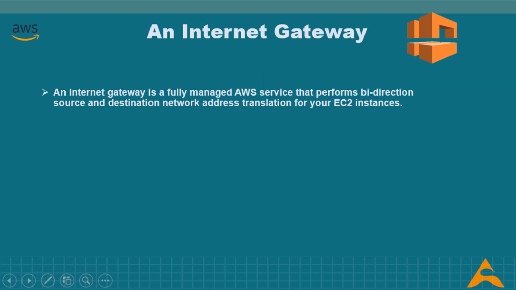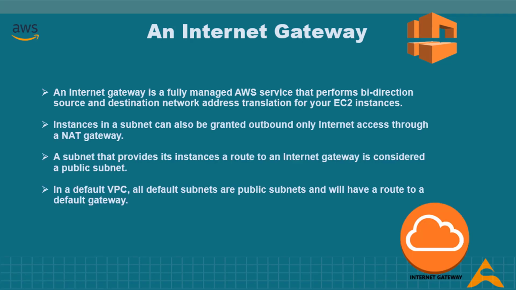Moving further to gateways, frequently your EC2 instances will require connectivity outside of AWS, to the internet or to a user's corporate network, via the use of gateways. For communication with the internet, a VPC must be attached to an internet gateway. An internet gateway is a fully managed AWS service that performs bidirectional source and destination network address translation for your EC2 instances. Optionally, a VPC may use a virtual private gateway to grant instances secure access to a user's corporate network via VPN or Direct Connect links.